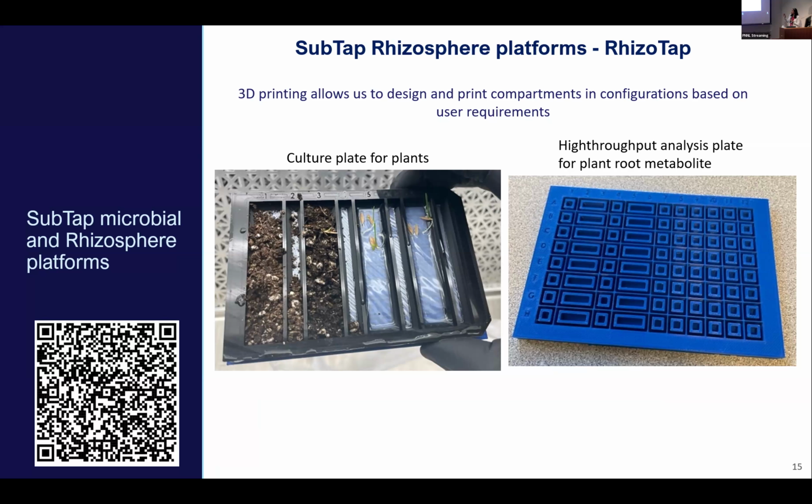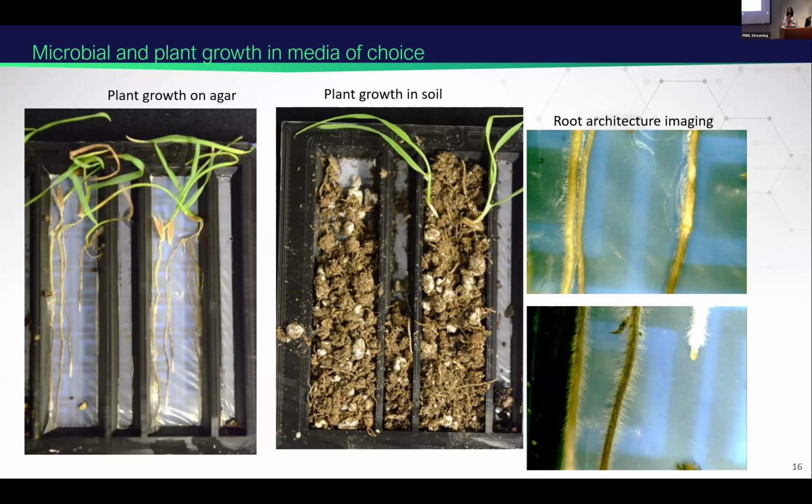And then the blue plate, which goes underneath the culture plate, is where we collect the exudates, and it gets analyzed by mass spectrometry. And since these are 3D printed, these can be printed in any conformation as the experiment requires. So some examples of plant growth: we can grow plants on agar or soils in these particular platforms, and collect metabolites on the bottom plate.